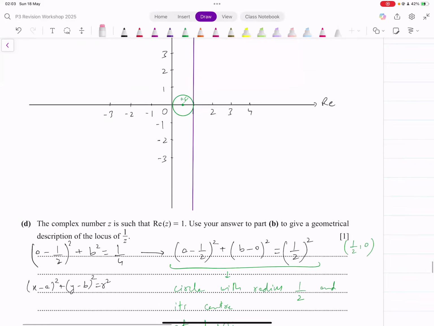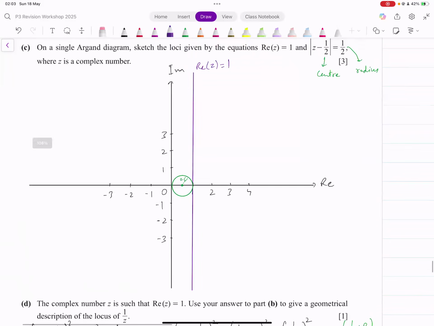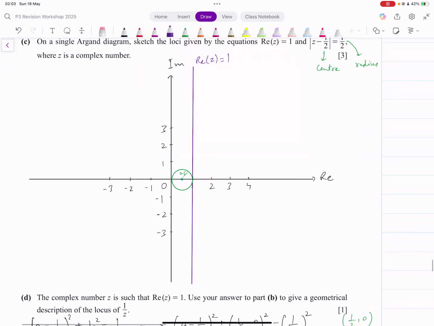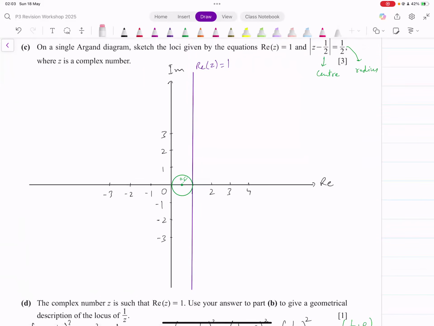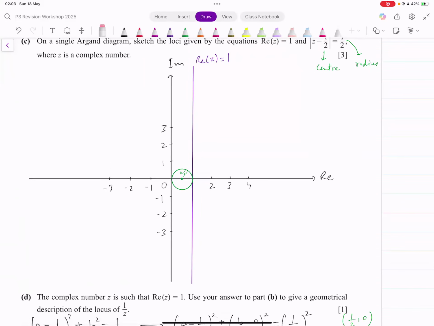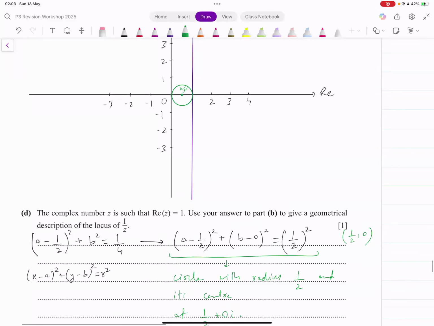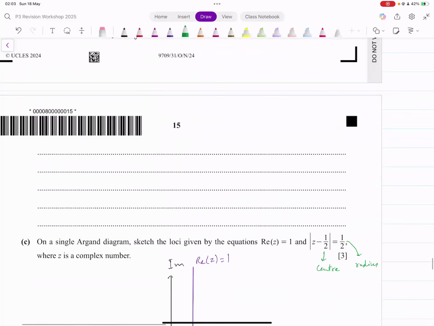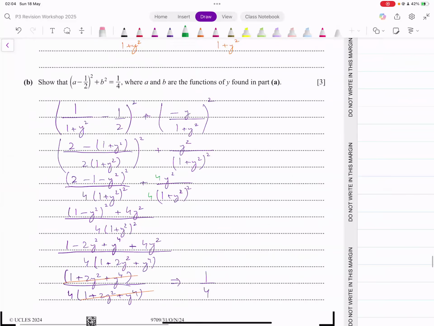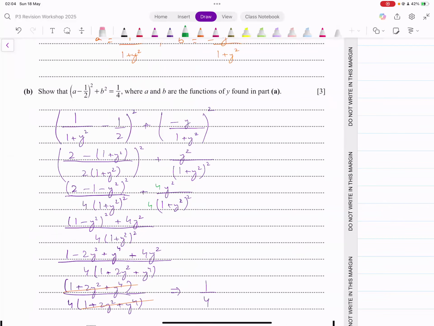Now they're saying there's a complex number z such that the real part of z is equal to 1. That's this condition, right? Use your answer to part B to give a geometrical description of the locus of 1 over z. Now, how do we think about this? In the second part, we have shown that (a minus 1 over 2) whole squared plus b squared is equal to 1 over 4, right? That's what we have shown in the first part and in the second part. Now, what does this look like?